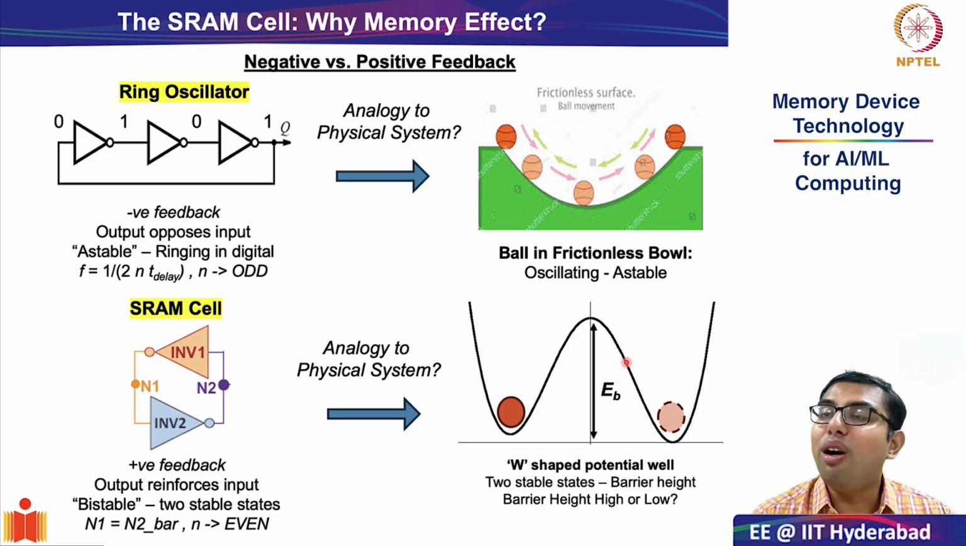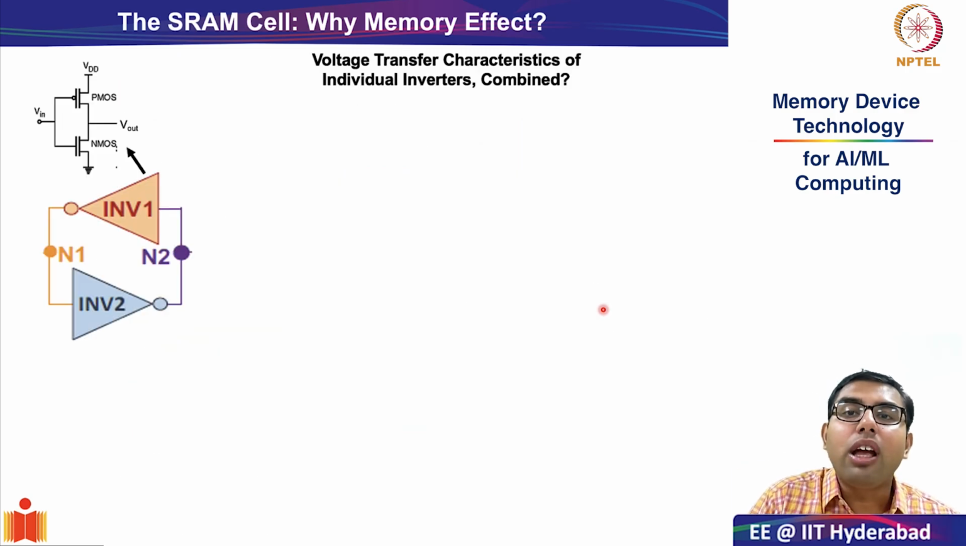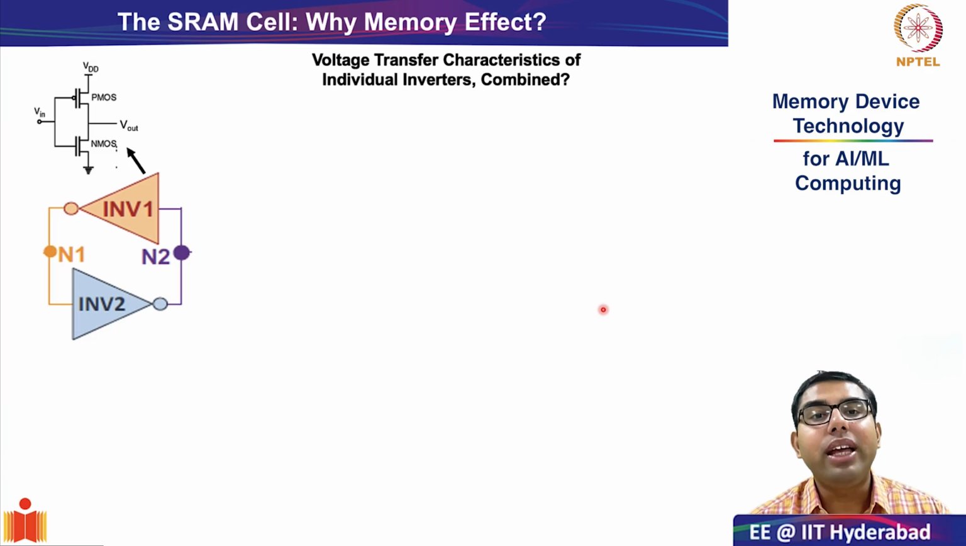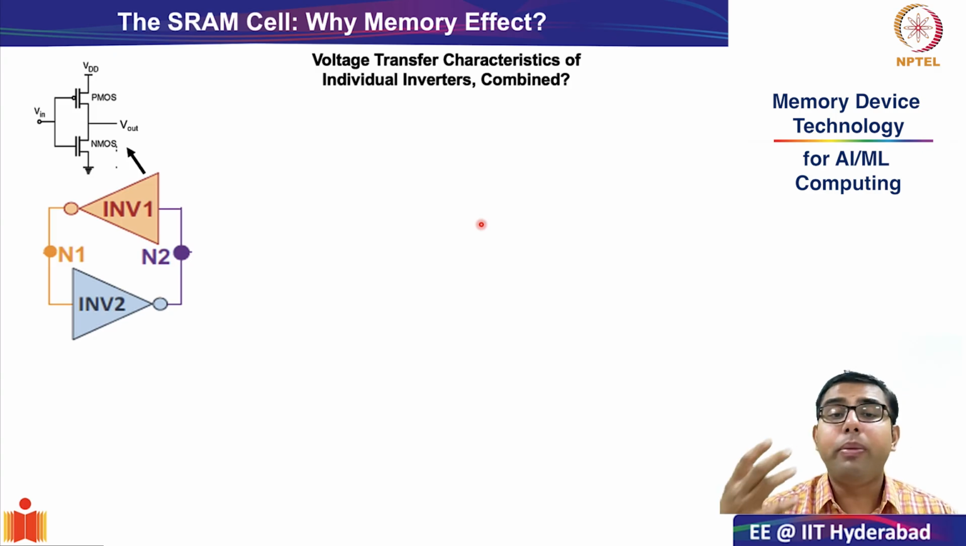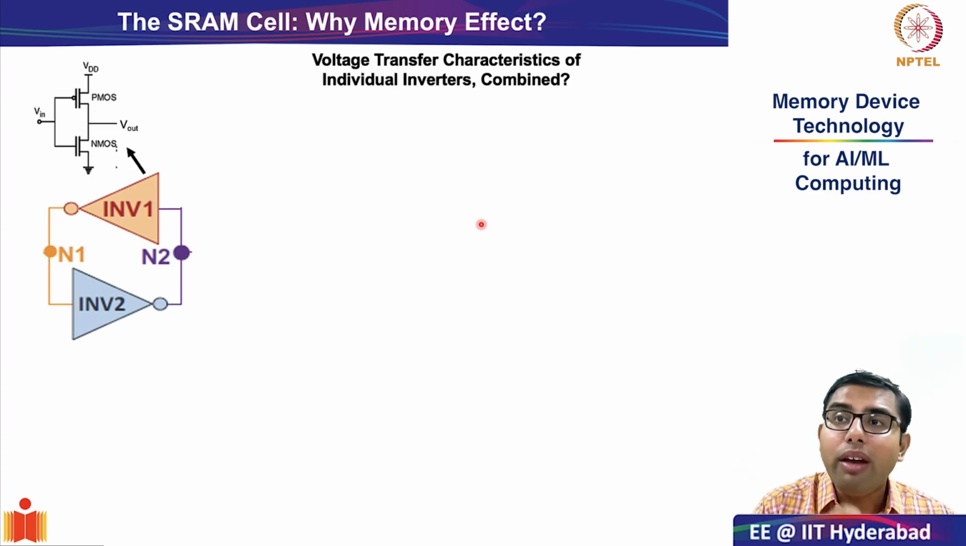So, engineering of SRAM cells is all about controlling this so-called metastable state, so that the barrier height is not so large that it is difficult to write, but not so small that the system becomes unstable. With this perspective, let us see why we have a memory effect in SRAM cells. We have the memory effect because of these cross-coupled inverters. Today, we will deepen our understanding of the same.